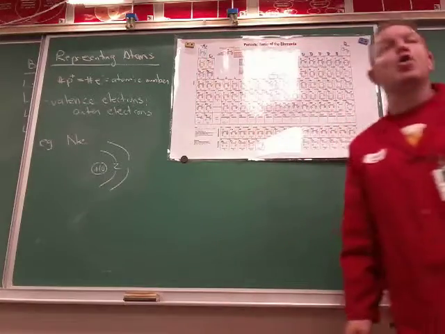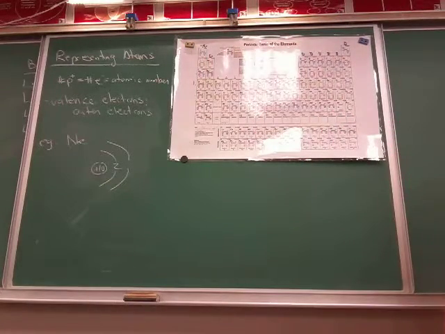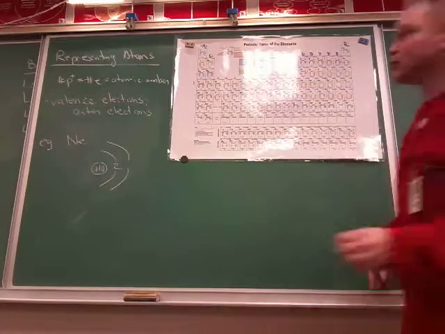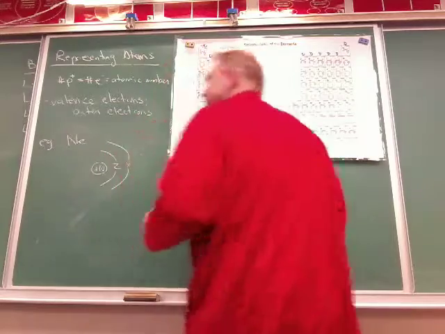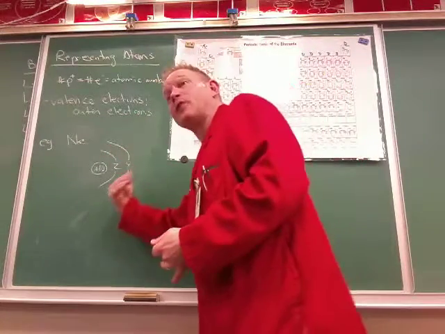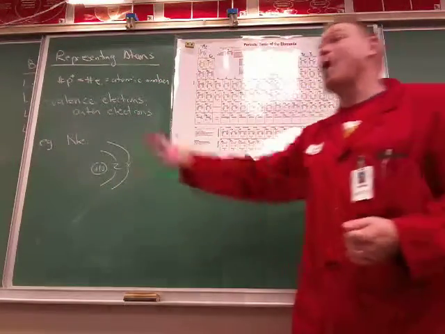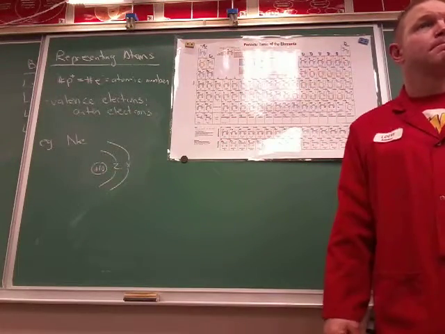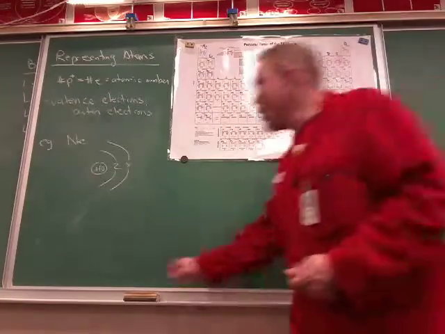How many are going to go in the second orbit? Yep. 8. It's in group 18. We ignore the 10. 8 in the outer shell. That means neon has a full outer shell, right? That's why it's a noble gas. It doesn't need to do anything to get a full outer shell. All right? Let's do one more.